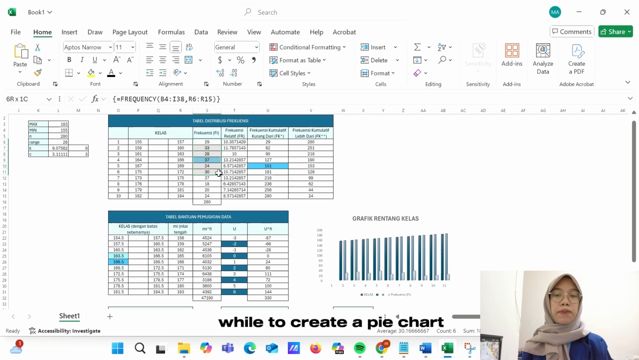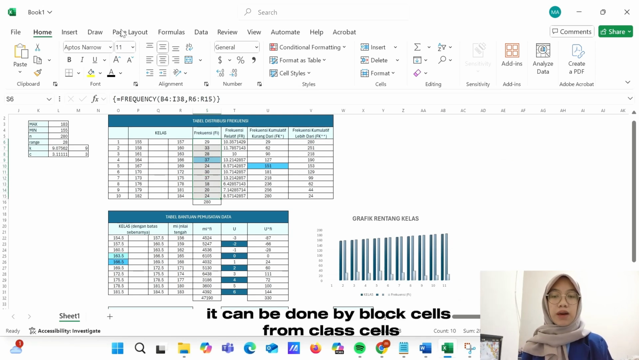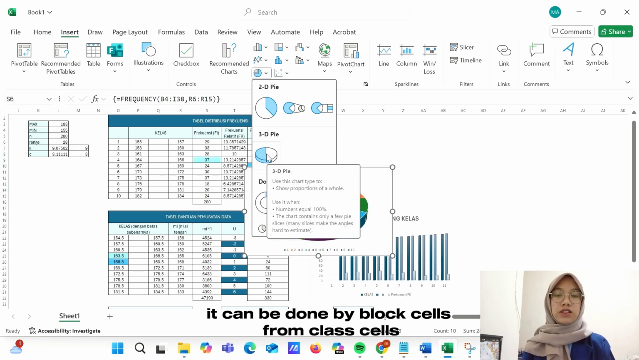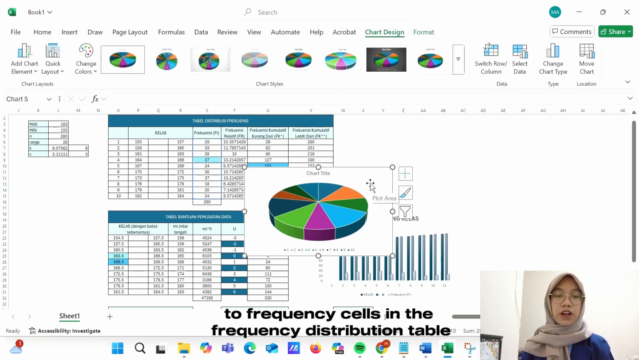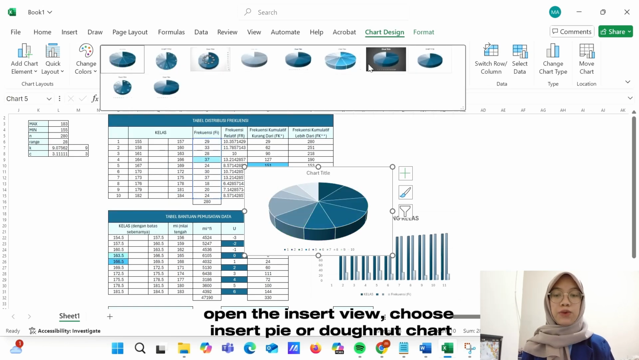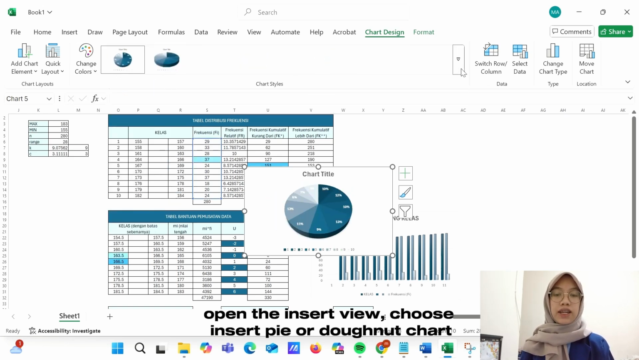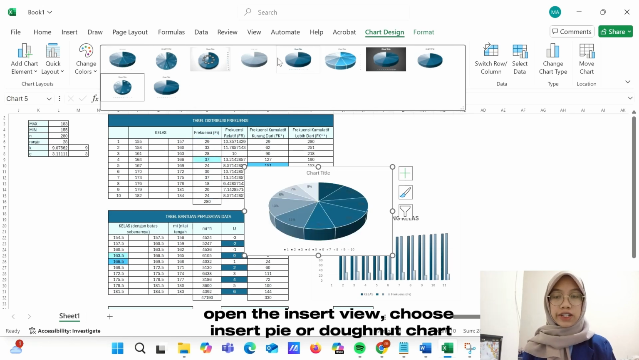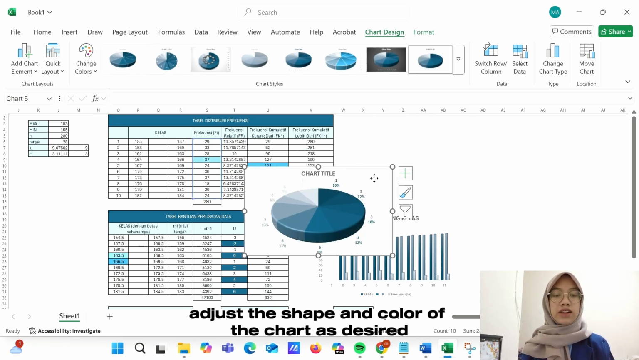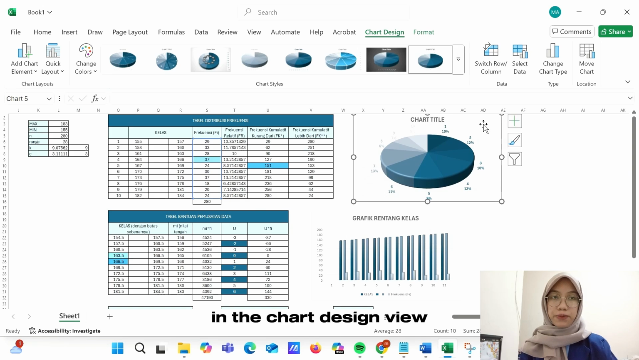While to create a pie chart, it can be done by blocking the class cells and the frequency cells in the frequency distribution table, opening the insert view, choosing insert pie or donut chart, and adjusting the shape and color of the chart as desired in the chart design view.